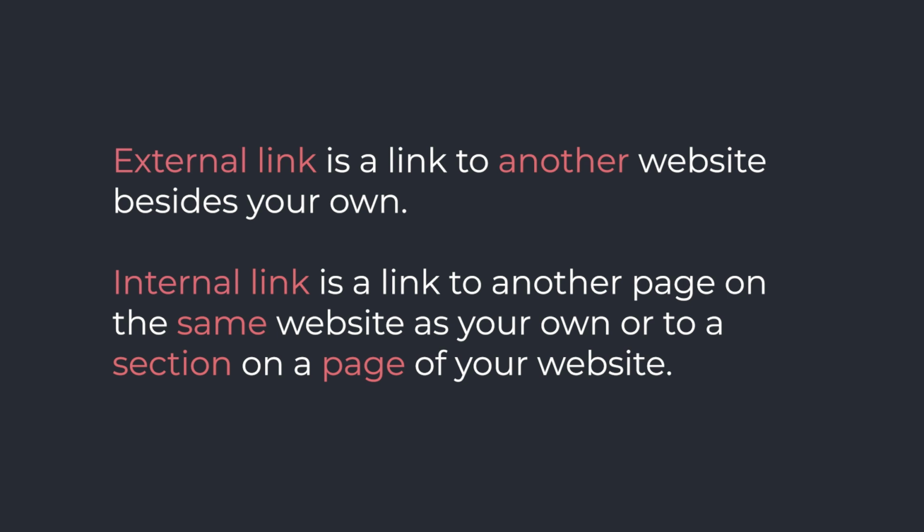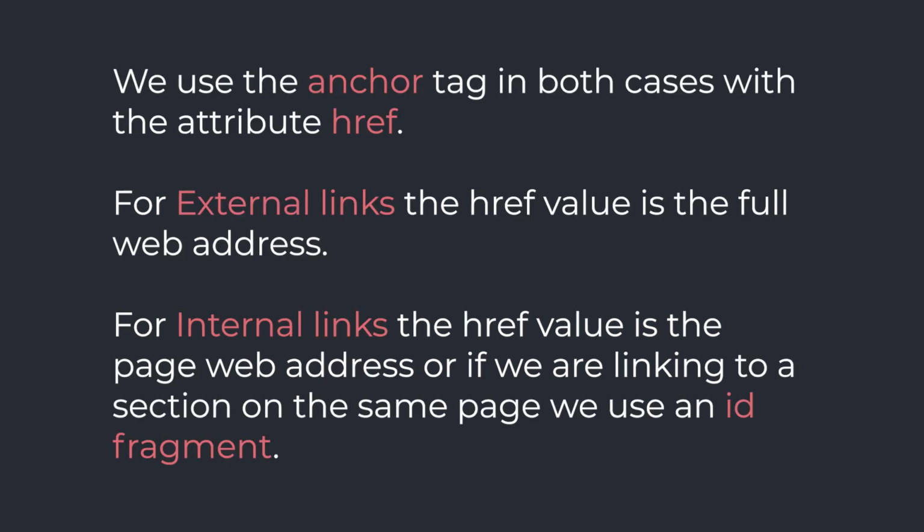Let's summarize now. So an external link is a link to another website besides your own. An internal link is a link to another page on the same website, your own website, or to a section on a page of your website. So in both cases, we use the anchor tag and we use the attribute href or hyperlink reference. So for external links, the href value is the full web address. And for internal links, the href value is the web page address. And if we're linking to a section on the same page, then we use an ID fragment.